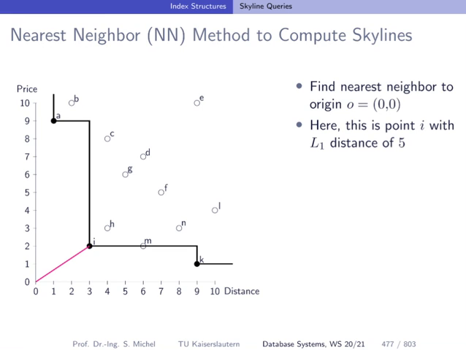Well, to start, we compute the nearest neighbor, and the query point in this nearest neighbor search is the origin, (0, 0). And then it's guaranteed that the nearest neighbor to this origin point is a skyline point. Here we have point I, which has an L1 distance of 5. So 3 plus 2.